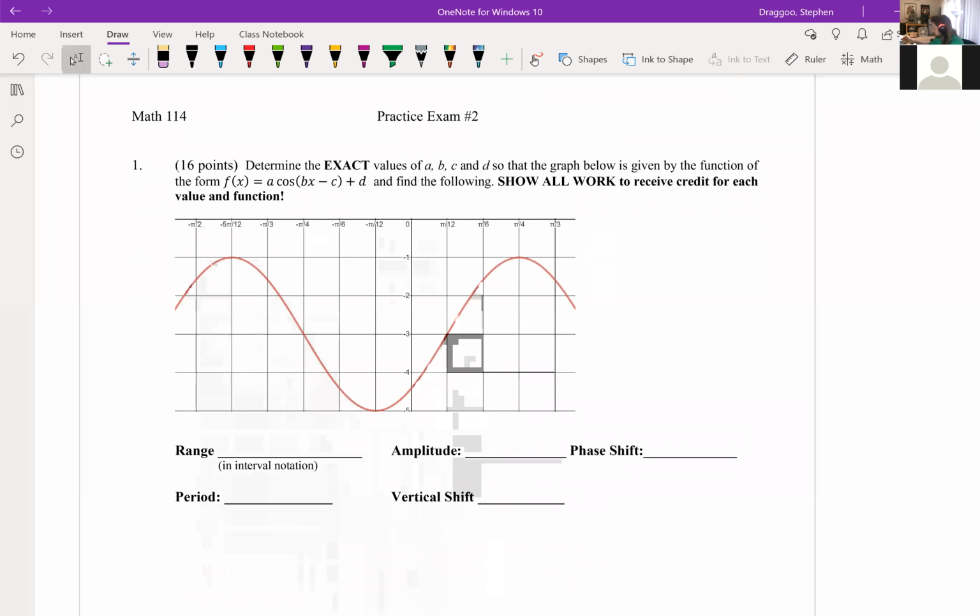All right, so for problem 16, find the exact values of a, b, c, and d in the form a cosine bx minus c plus d. So we'll start by collecting our range. It looks like this has a minimum value of -5 and a maximum value up here at -1. So -5 to -1 will be our range.